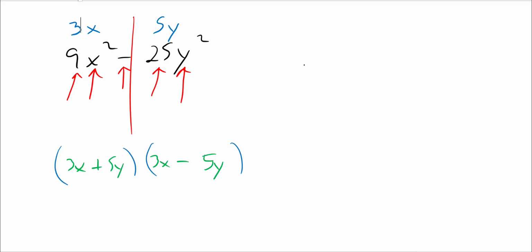Okay, so let's try another one here. Let's do 4x squared plus. Oh, I can't do plus. If it was plus, then you couldn't do it. So 4x squared minus 81y squared. Not bad. First of all, I recognize the difference of two squares because everything's a perfect square. Then let's take the square root of 4x squared, which is just 2x, and the square root of 81y squared is 9y.